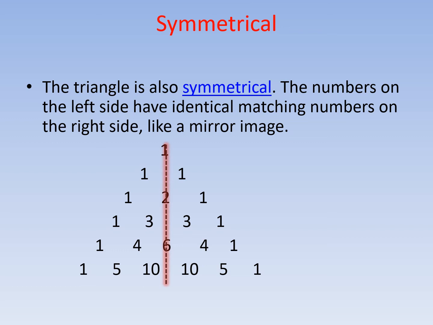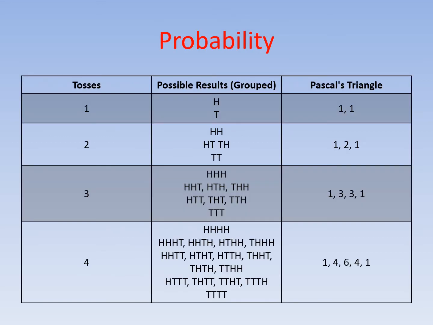Next is the symmetry in this triangle. The numbers on the left hand side are an identical image of the numbers on the right hand side. As you can observe, if you suppose this as a mirror, then the numbers on the left are the images of the numbers on the right.